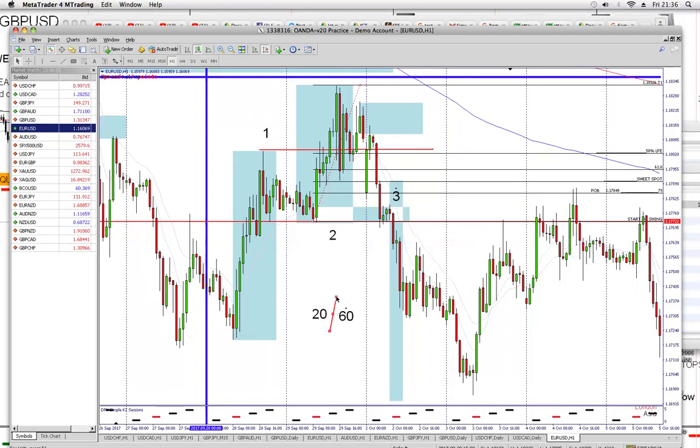Yeah, that's right. So that's why it's really good. Try this 3 to 1. So 20 pip stop loss and 60 pip take profit. And you'll find that if you lose 5 out of 10 trades, you're still 200 pips in profit. Yeah, correct. So it's a positive risk reward.